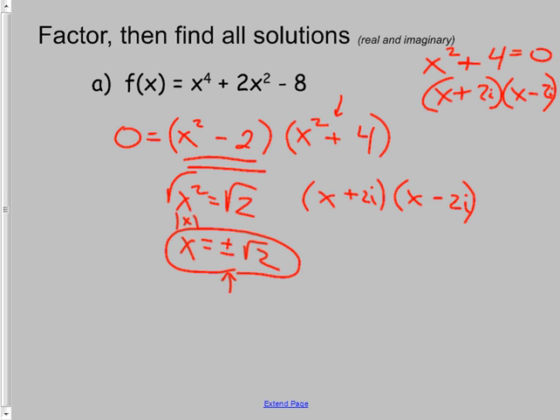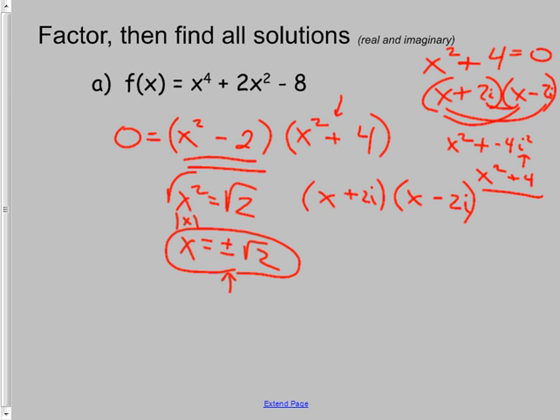Why? Because when you do first, outside, inside, last, now the first will give you x squared. Your outside and your inside will cancel just like they're supposed to, and the last is where all the magic happens, and that's negative 4, but then i times i makes i squared, and do you remember that i squared is equal to what? Negative 1. So the negative 4 times the negative 1 makes it back to positive 4, and that's what we wanted.